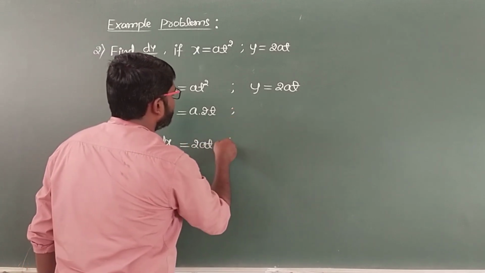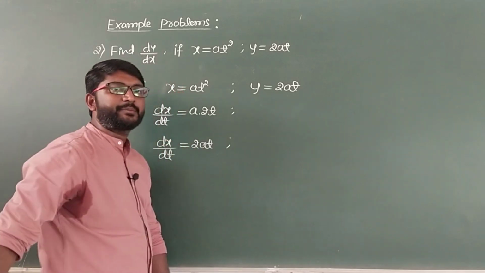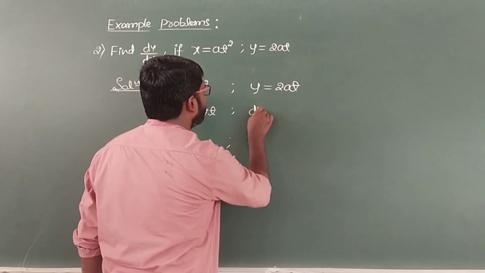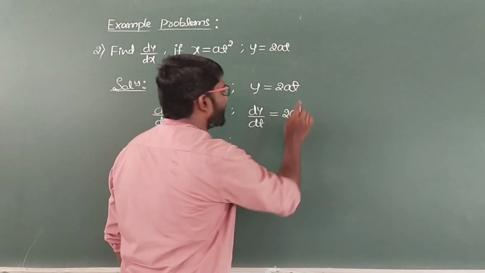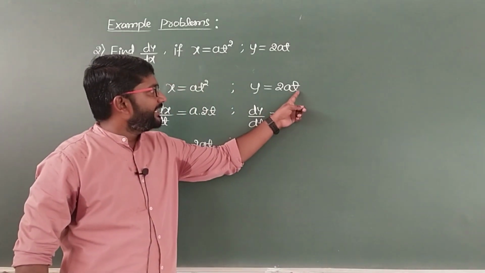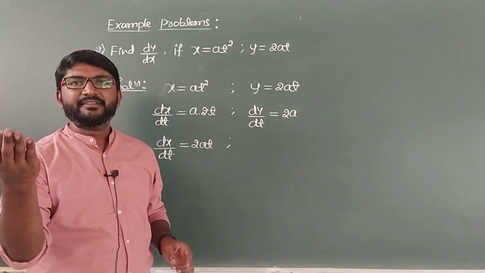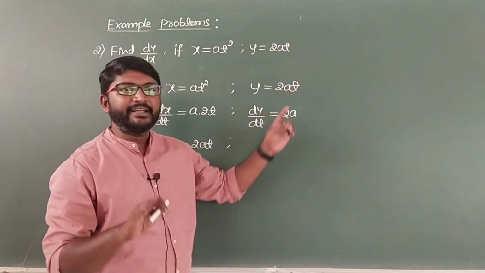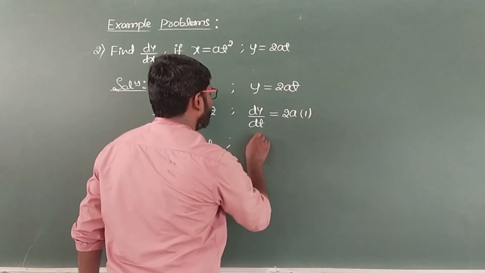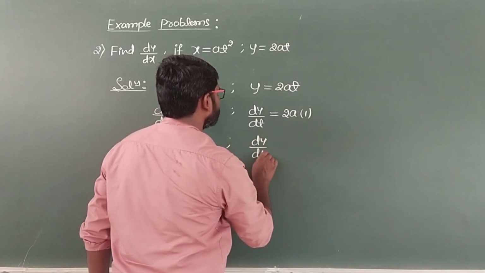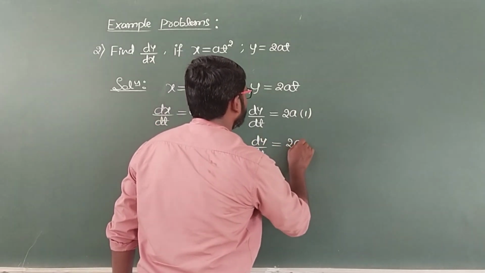Similarly, we have to differentiate both sides with respect to t now. We get dy by dt, this is equal to 2a, a constant. Derivative of t will be 1. Derivative of x is 1, similarly here d by dt of t is 1. So 2a into 1, so dy by dt is equal to 2a.